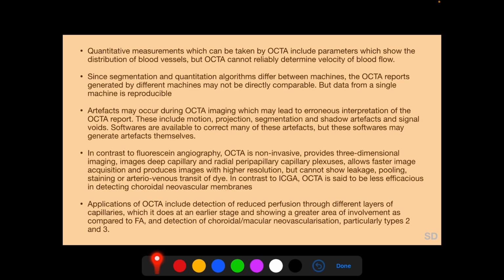Applications of OCTA include detection of reduced perfusion through different layers of capillaries, which it does at an earlier stage and showing a greater area of involvement as compared to fluorescein angiography, and also detection of choroidal and macular neovascularization, particularly types 2 and 3.